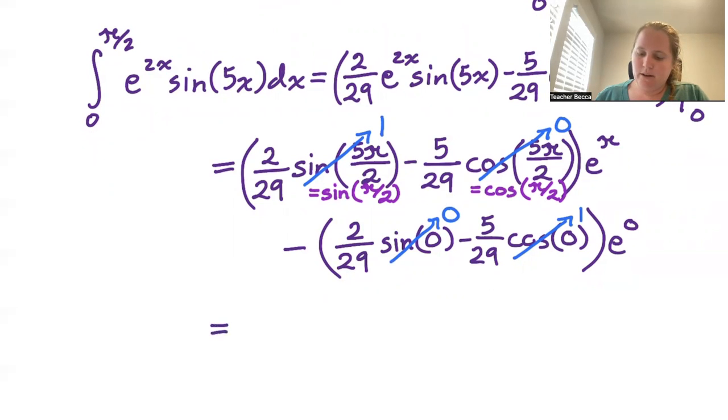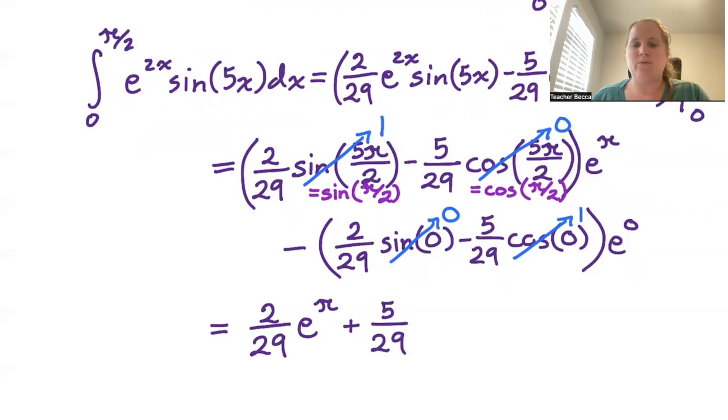So we are looking at 2/29 times e to the pi. Then we have minus negative becomes plus 5/29 times e to the 0th, or just plus 5/29.